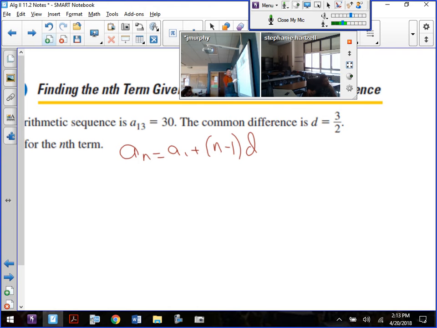So as you go through this, you know that the 13th term, so what's playing the role of n in this case? 13. So everywhere I see an n in the equation, where do I put 13? So I know that that has to equal 30. I don't know what my first term is, but I know that the 13 minus 1 times 3 halves will help me get it.